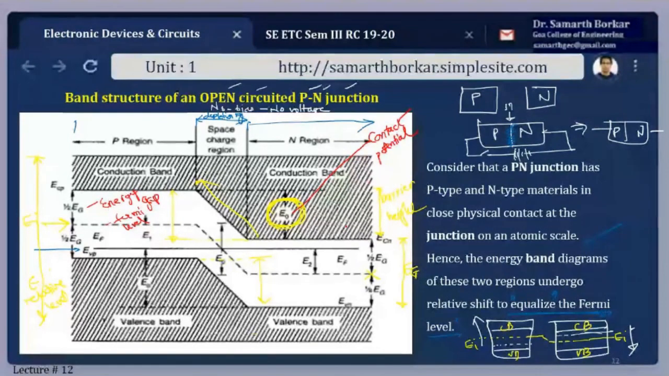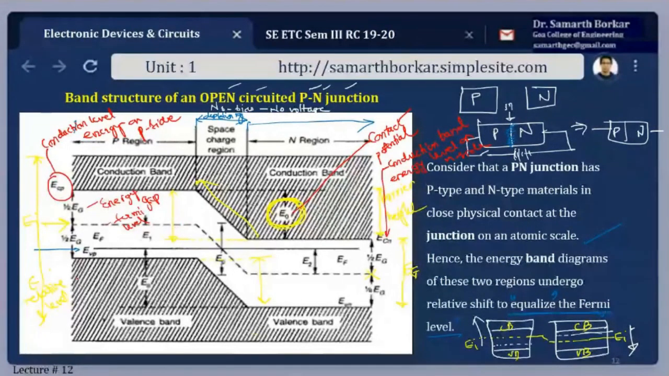ECN here, this ECN is the conduction band energy level on n side. ECP here, conduction band energy level on p side.